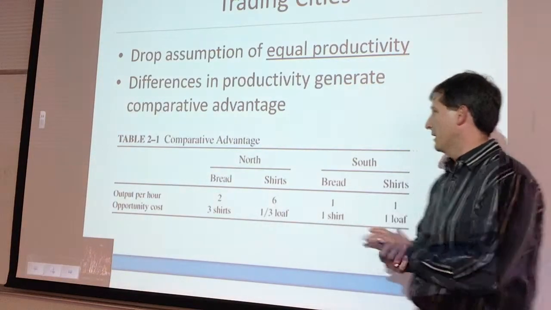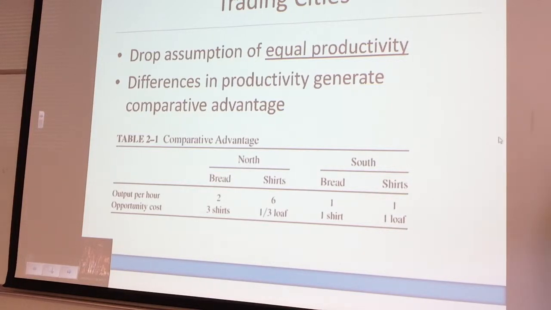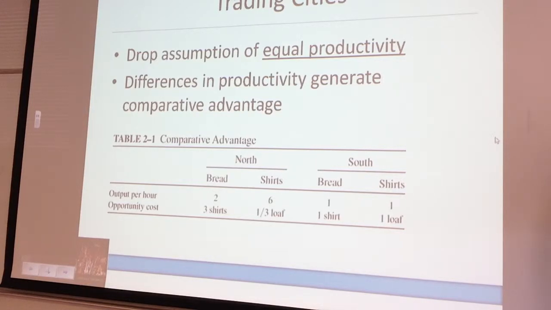So you got your labor productivity, and I might even copy down, maybe make my own little 4 square here. So we got the north and the south, and we've got the bread and shirts, and they can do 2 bread per labor and 6 shirts per labor. Or the south's got 1 bread per labor and 1 shirt per labor. So there's a quick thing of our labor productivities in a little matrix form.